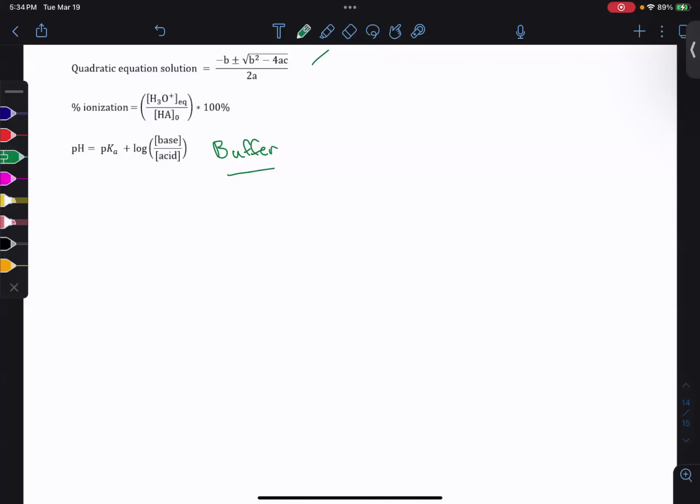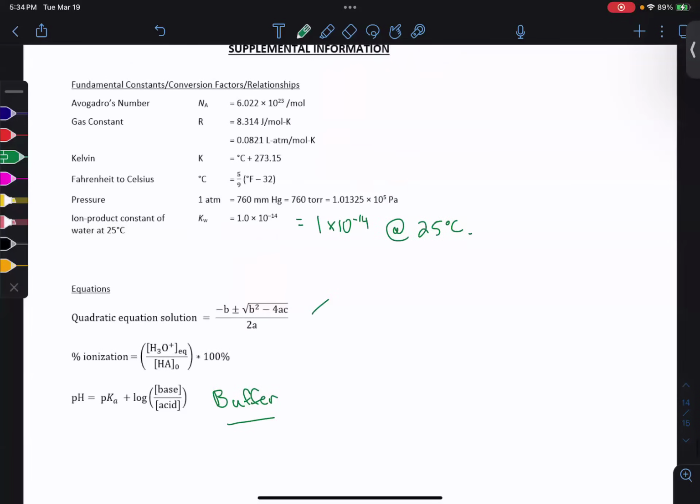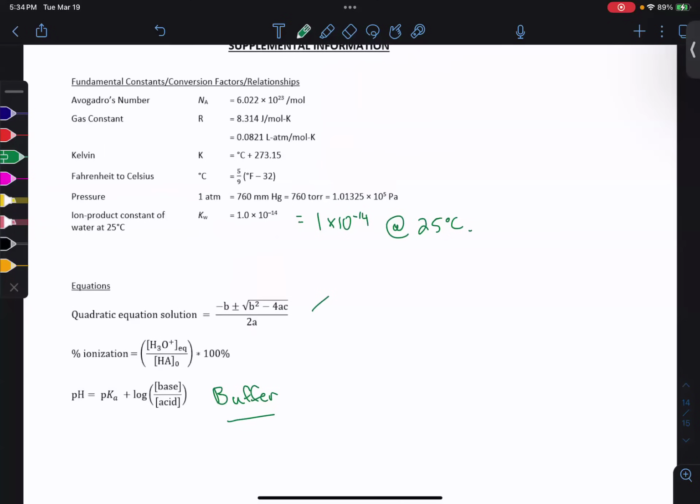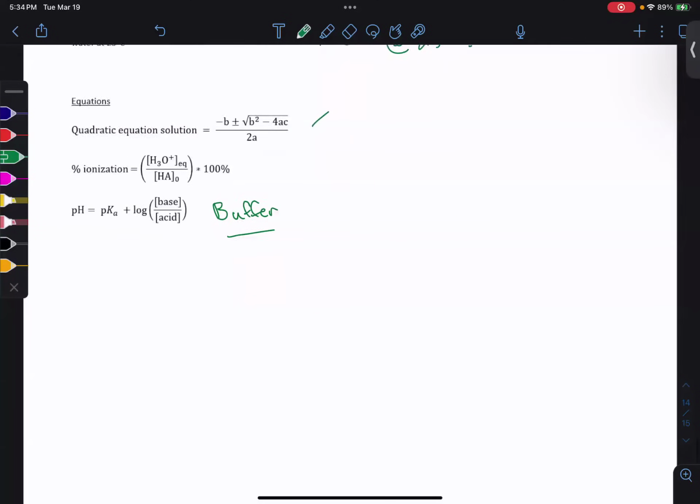How would the questions use Avogadro? I don't think the exam will use Avogadro's number. We give you everything. These fundamental constants don't change from midterm to midterm. We give it to you just in case you need to use it.